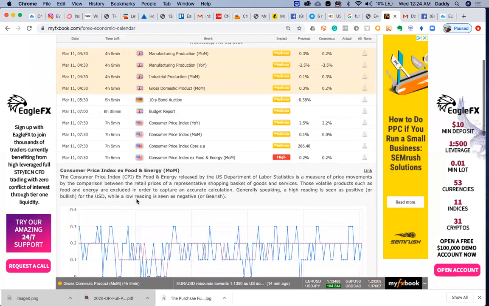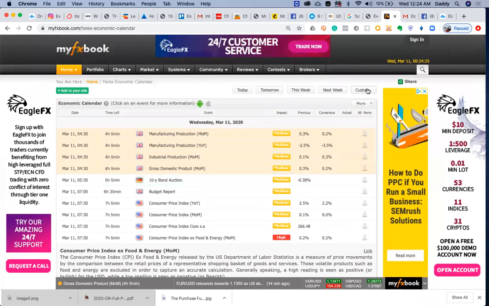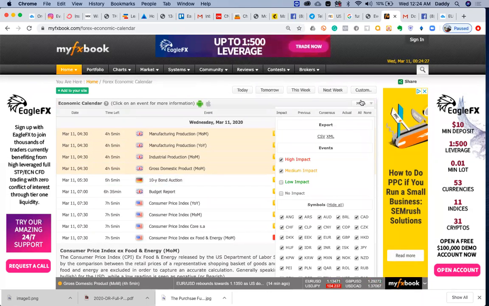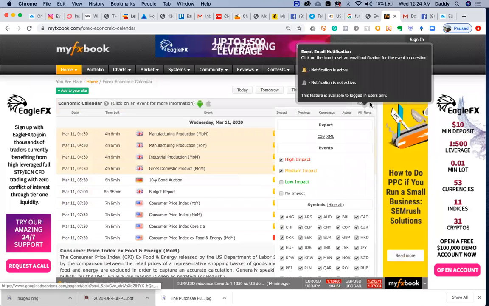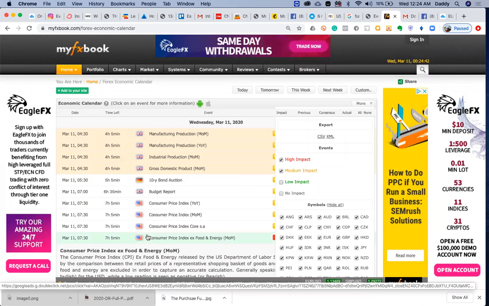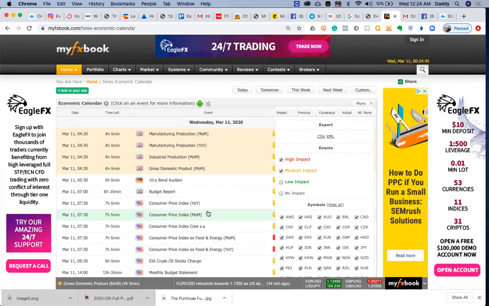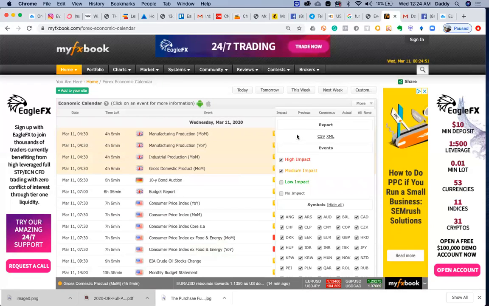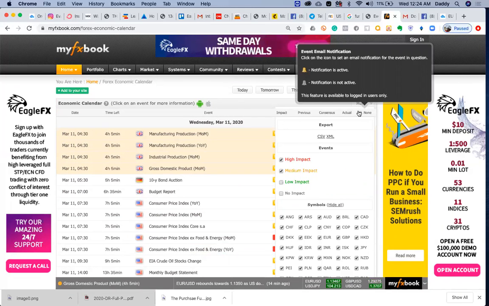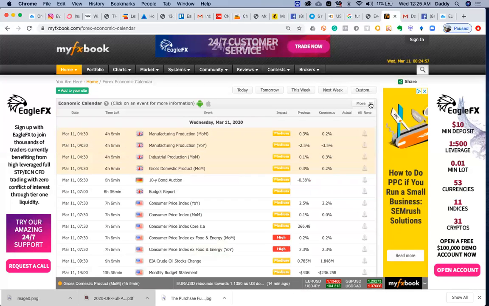So you're going to go through and come in here where it says more, and then you're only going to select high and medium impact. Then you'll click anywhere there is a high or medium impact. What you're going to do is click on the title.